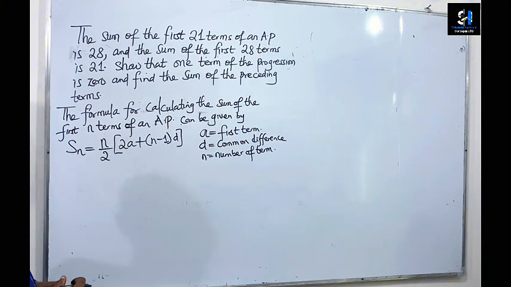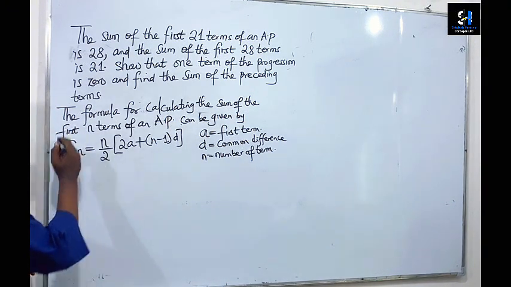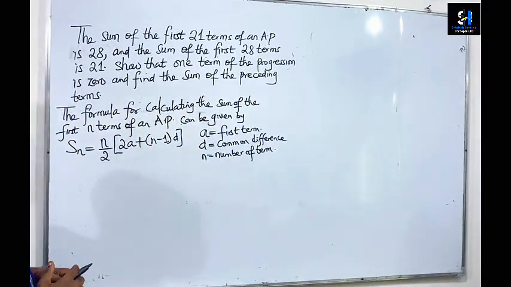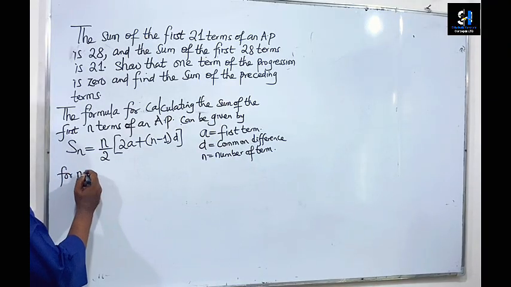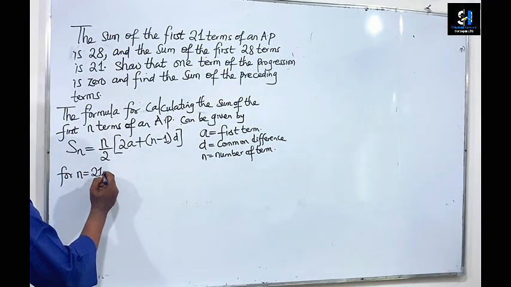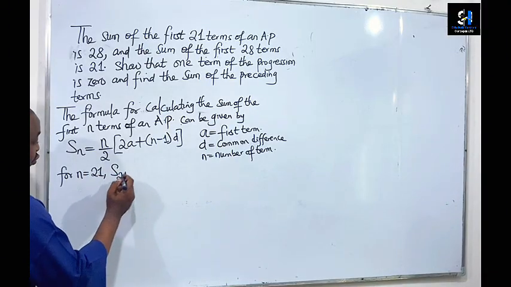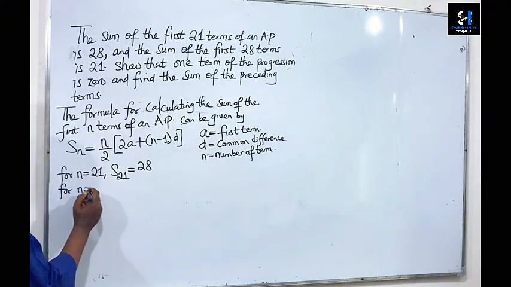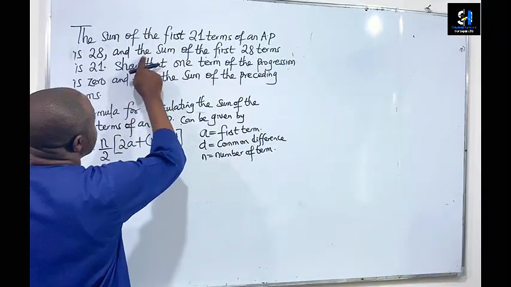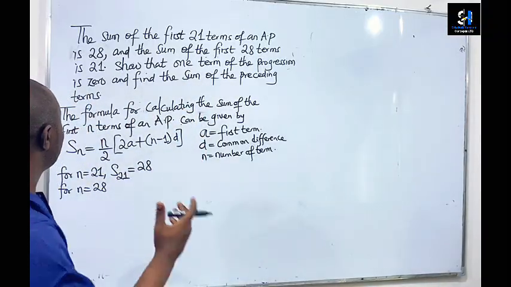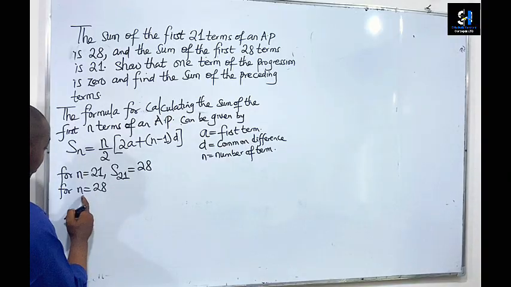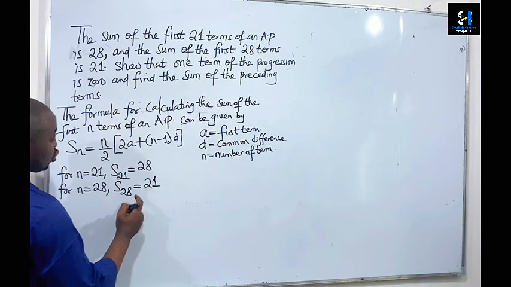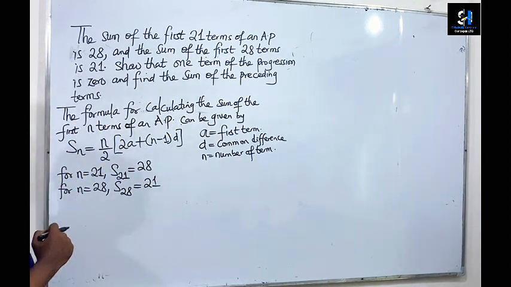Now, according to the question, the sum of the first 21 terms of an AP is 28. So for n equals 21, we have S subscript 21 equals 28. And the sum of the first 28 terms is 21, so for n equals 28, we have S subscript 28 equals 21, which is according to the question.